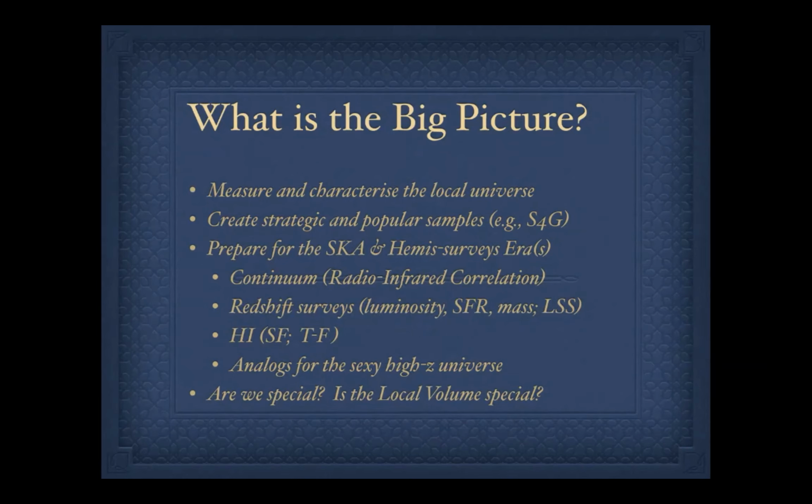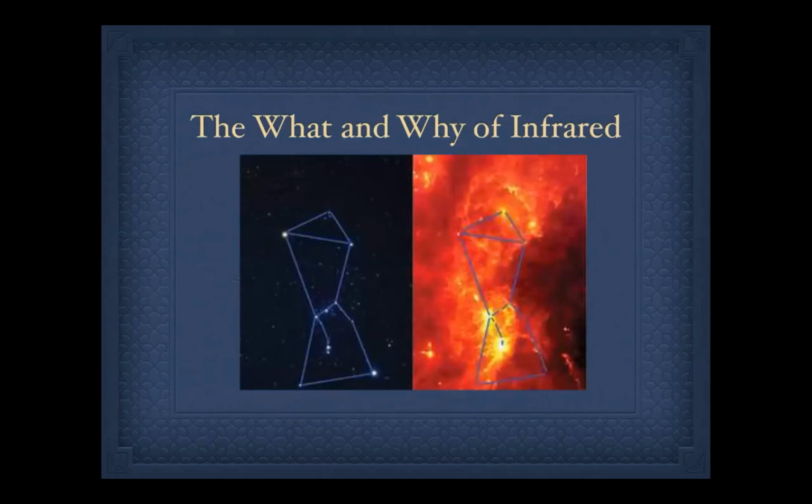Now, we're also preparing for the SKA and the big hemisphere surveys, which are coming. And these include radio continuum. So the radio is just going to sweep across the southern sky and measure every galaxy that's out there out to the highest redshifts. We also have optical redshift surveys, the next generation. They're coming. We have HI, such as MeerKAT, that are measuring things like the star formation, the gas content of galaxies, and using a method called Tully-Fisher. And you know, these are analogs for the high-z universe. And the other thing we want to ask is about the local volume. Are these nearest galaxies special in the greater context of the universe? Okay, so that's why we did it.